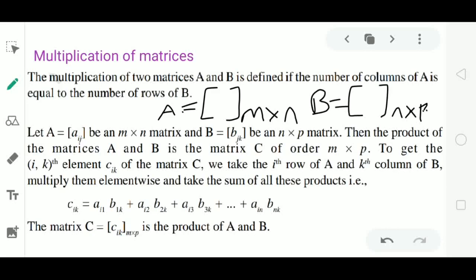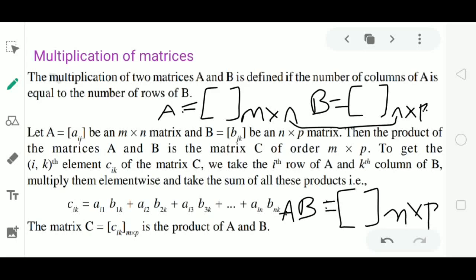Here the number of columns of A is equal to the number of rows of B, therefore we can define the product. And the product of these two matrices, that is the matrix AB, is also a matrix. And this matrix will be of order M by P. That is, it has the order number of rows of A by number of columns of B.